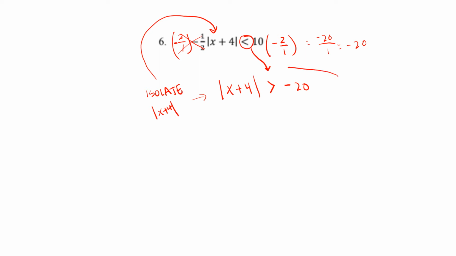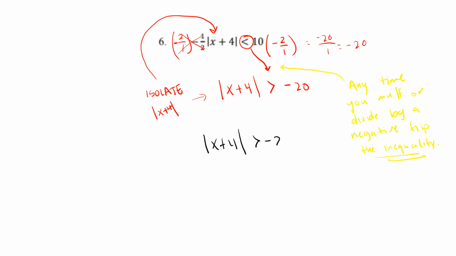So I'll put, let's do like this. Anytime you multiply or divide by a negative, flip the inequality. Right, that's huge. But we end up here, right? And this problem is actually pretty nice. We end up right here. We have our isolated absolute value of x plus 4. It's saying it's greater than negative 20, and we're done. Right? We can stop at this point.